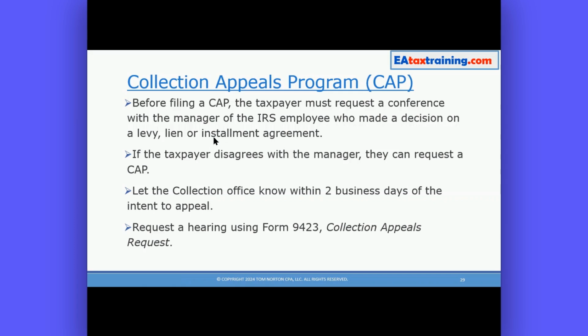And again, it doesn't have to be the taxpayer. This can be you as the enrolled agent, as long as you have that power of attorney. If the taxpayer disagrees with that manager, then they can request the collection appeals program hearing. You have to let the collection office know within 2 business days of the intent to appeal. So if you have that meeting with the manager, you don't like the answer, then within 2 business days, you have to say, hey, we are going to appeal. And then you file this Form 9423 in order to request that hearing.